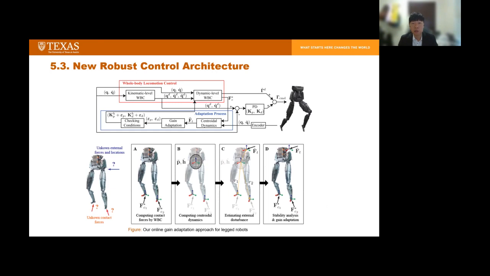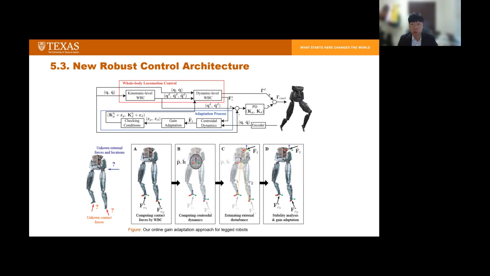The upper figure shows the block diagram of our robust whole body control architecture. We utilize the whole body locomotion controller and predefined task specification without further modification. What we need to do is just adapt our feedback gain in the whole body control architecture in real time. The lower figures show how to adapt the feedback gain of our whole body controller.